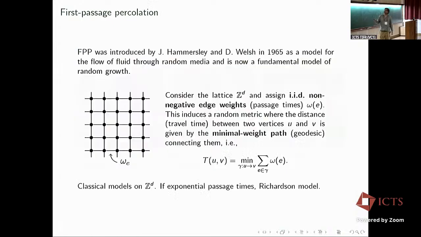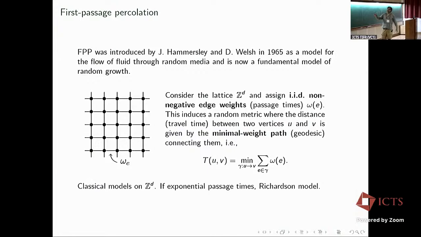So let's give a little bit of general introduction on the first passage percolation model. This has been introduced in 1965, quite some time ago, to model some flow or fluid through random media. It's basically defined in its simplest version on the lattice. Let's think of Z^d. And on the edges, put some non-negative random variables, and we call them passage times, omega_e, on the edges. There's also a version where the weights are on the vertices, but we'll focus on the edges right now.